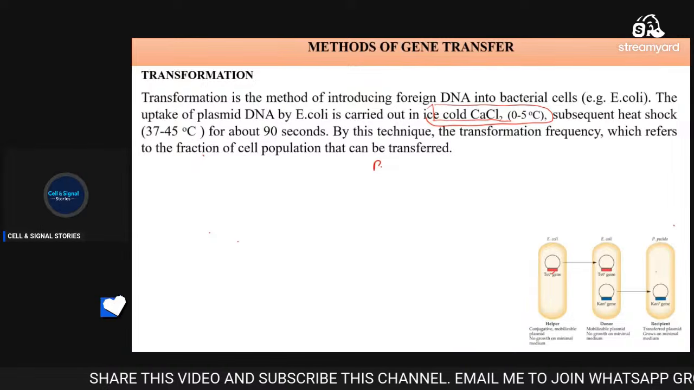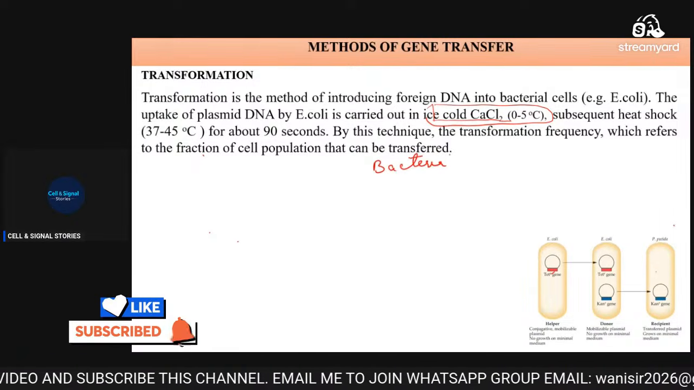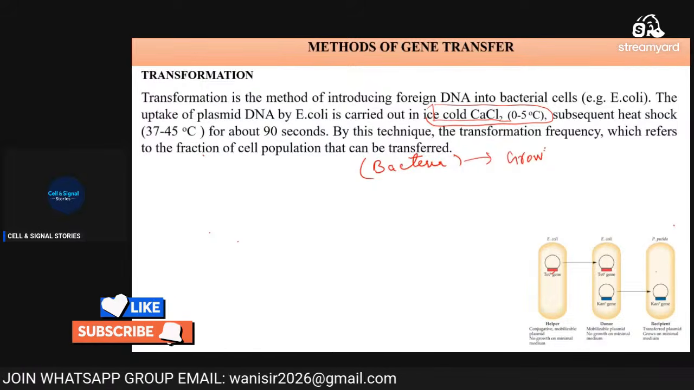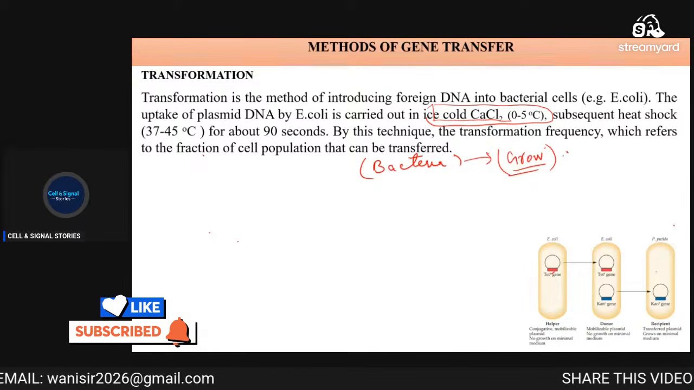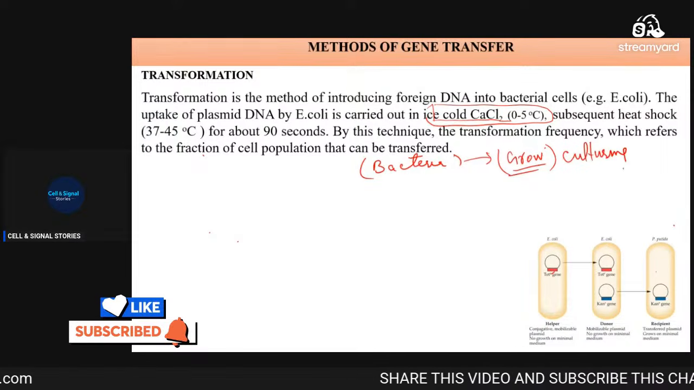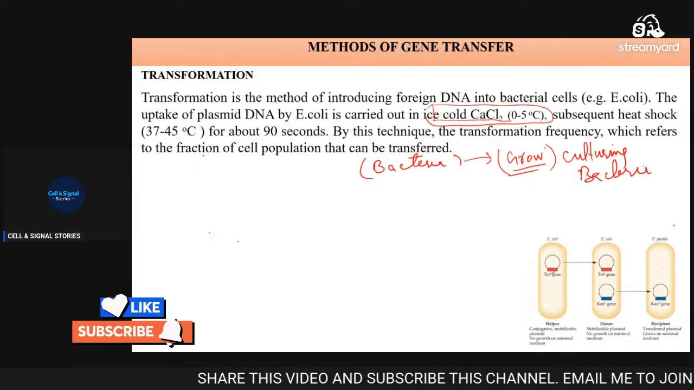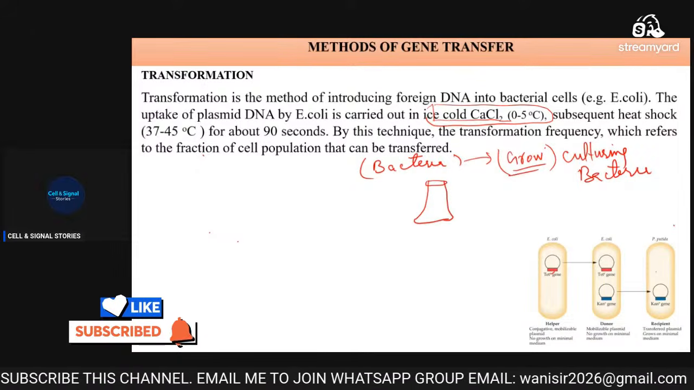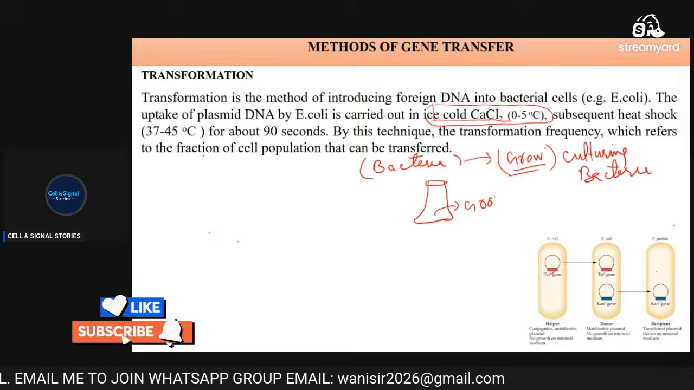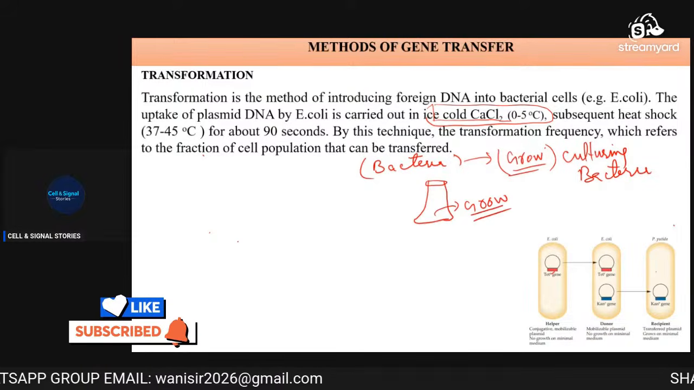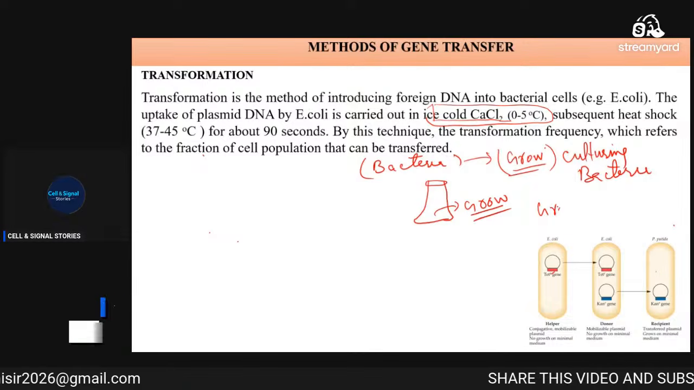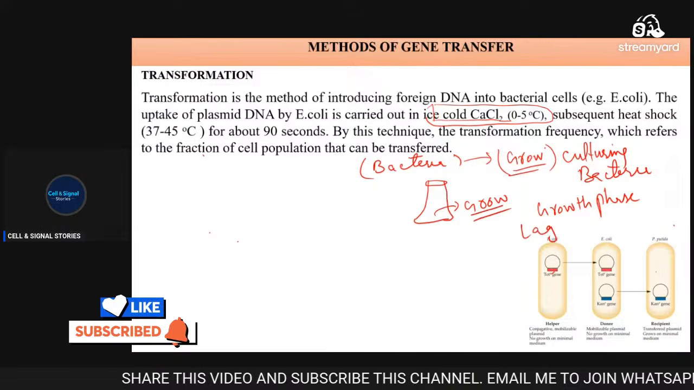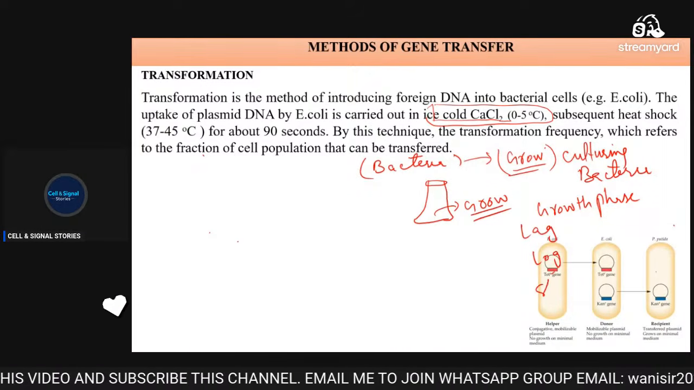So first of all, we need the bacteria. To get the bacteria, we will grow them. That means we will go for the culturing of bacteria. So the bacteria that is cultured will grow. How do we know whether the bacteria has grown or not? This bacteria has growth phases. One is called the lag phase, another is called the log phase, and third is the stationary phase.